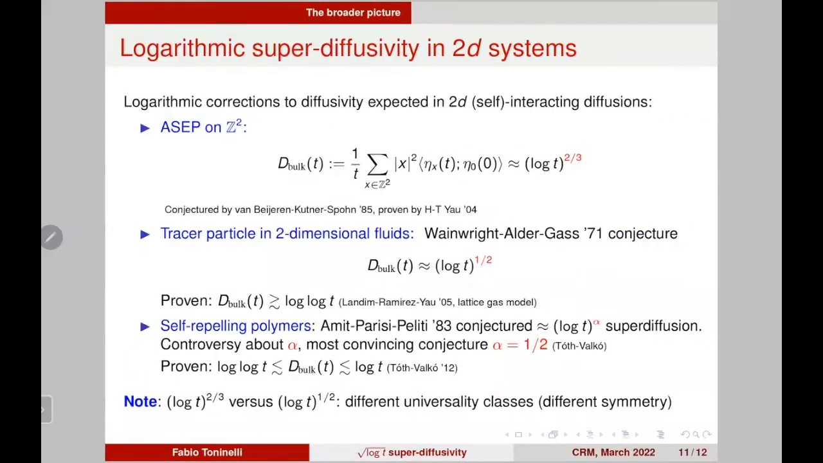And yes, so why do you have 2/3 for the ASEP and 1/2 for all the other models I mentioned? Well, this is hard to explain without entering the details, but there are really two universality classes with two different symmetries. Like the ASEP in 2D and the diffusion in the curl of the Gaussian free field really have two different symmetries in the model. It's not obvious to see, but there is a reason why the two exponents are different. Okay, so I'm out of time.